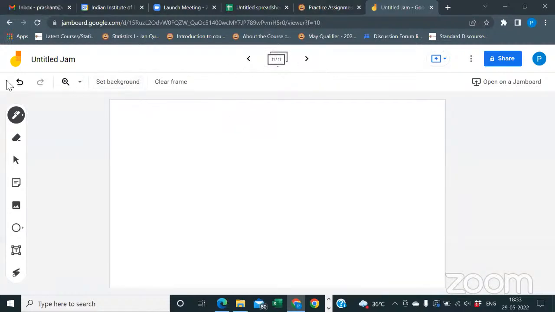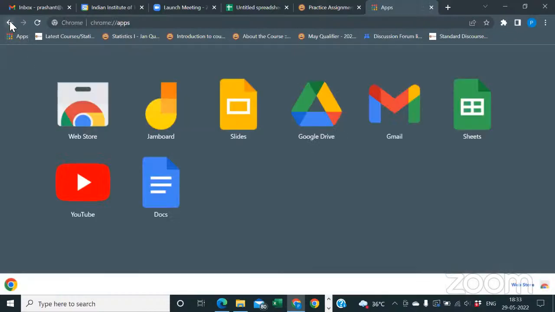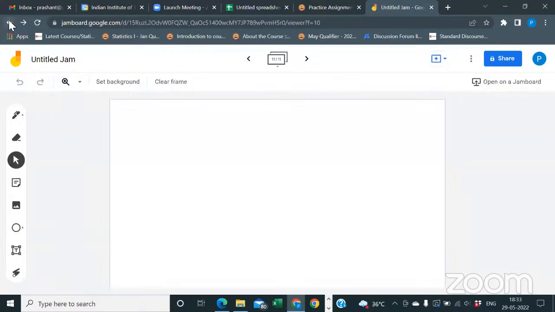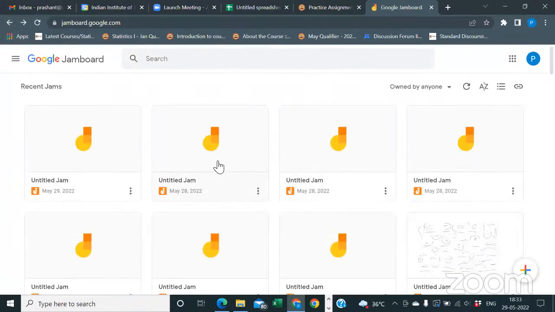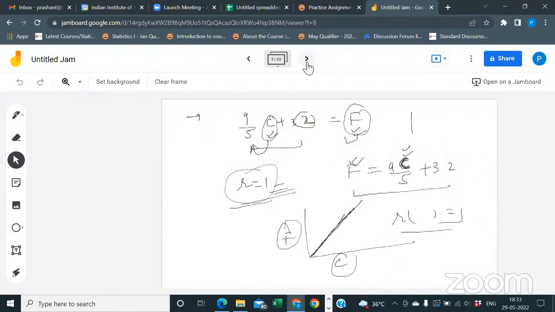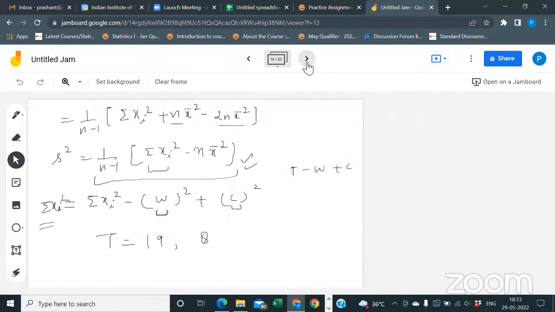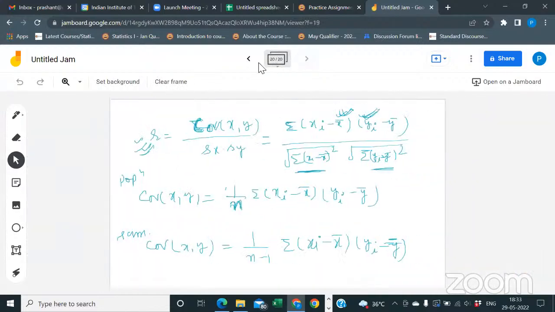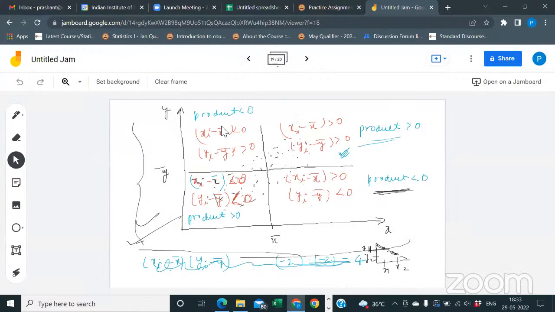In yesterday's session, I explained that. Let me open that jamboard. Yes, that is this one. See, suppose this is the x-axis, right? And this is the y. Suppose x bar is here, this is the value, and y bar is here. And these points are going on, something like that.